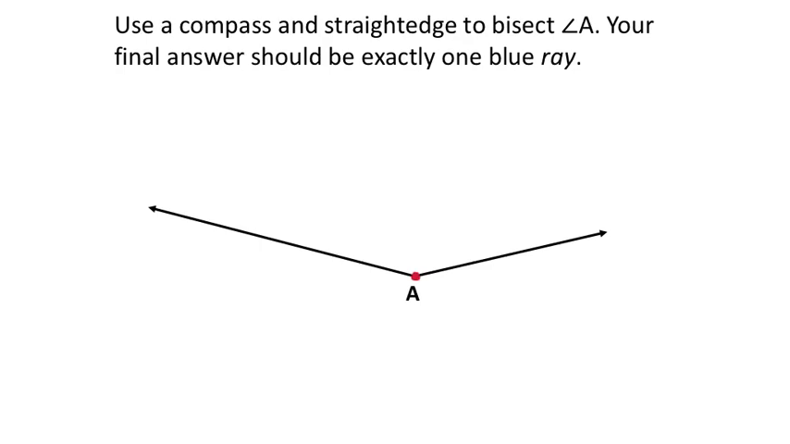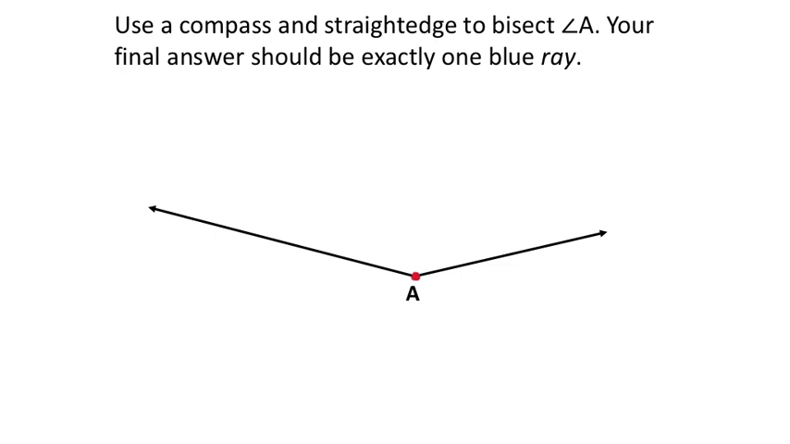This one we're going to use a compass and straightedge to bisect angle A. So this is angle A for us. Your final answer should be exactly one blue ray. So when we finish this, we're going to make this one blue ray. When it says bisect up here, it means we're going to cut it in half.